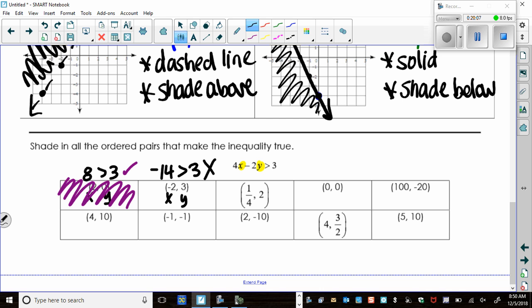So go ahead and try to figure out what the solution is. Make sure you hit a true statement and then check back with me so that I can show you the answers. Okay, so the two other answers that work out are 100 and negative 20, and 4, 3/2. Okay, so those are your solutions. If you have any questions, please feel free to ask me in class, and good luck solving inequalities.